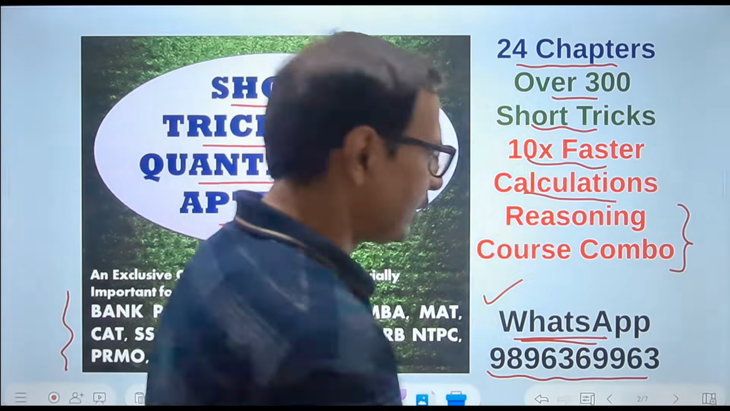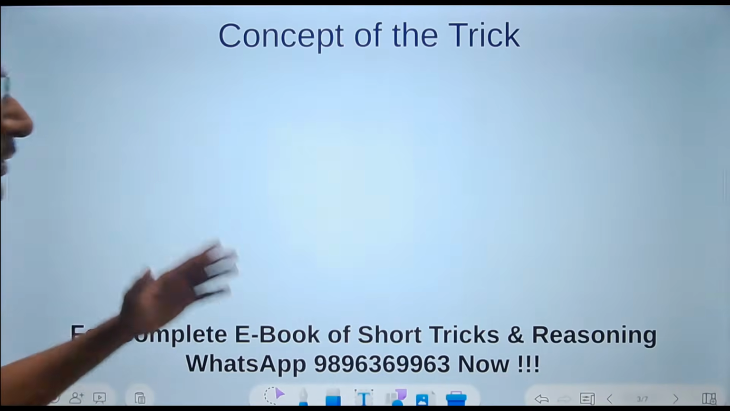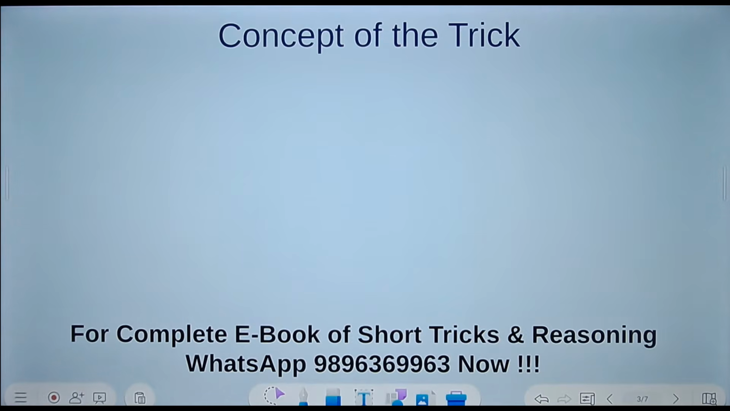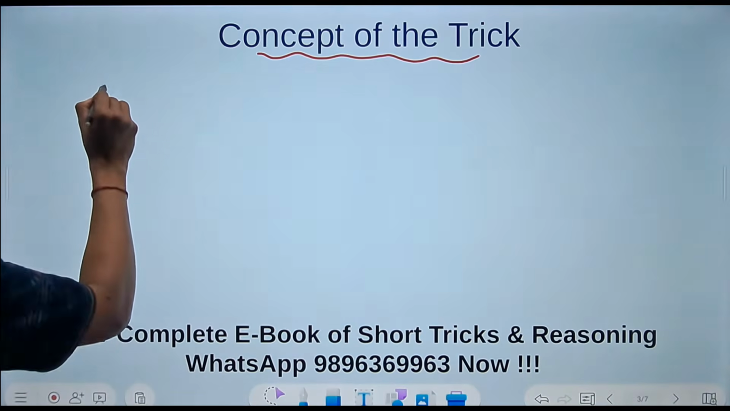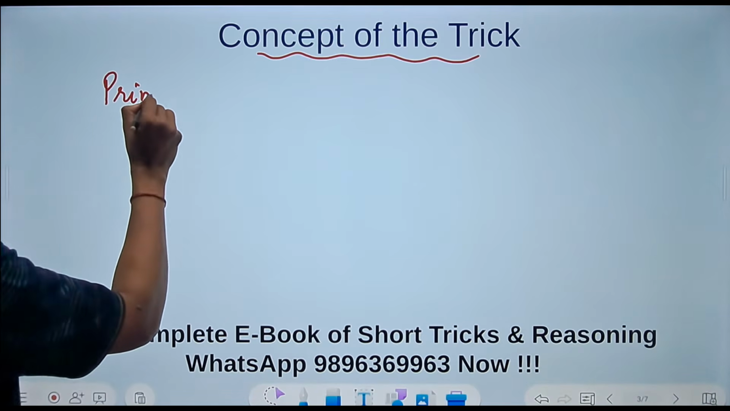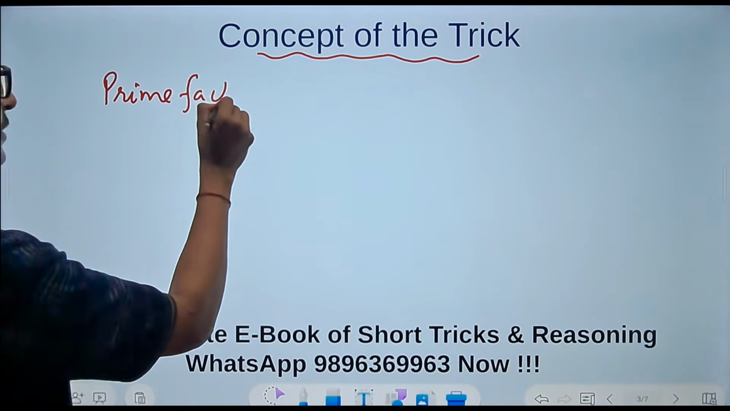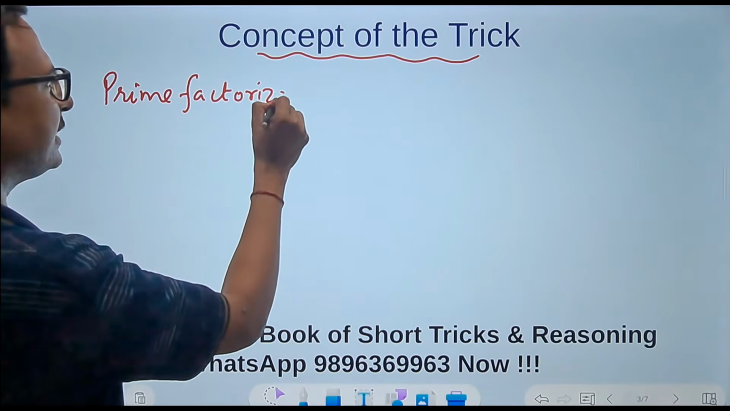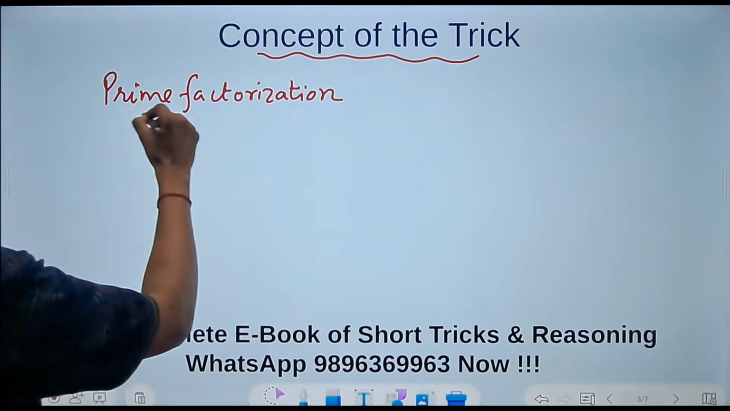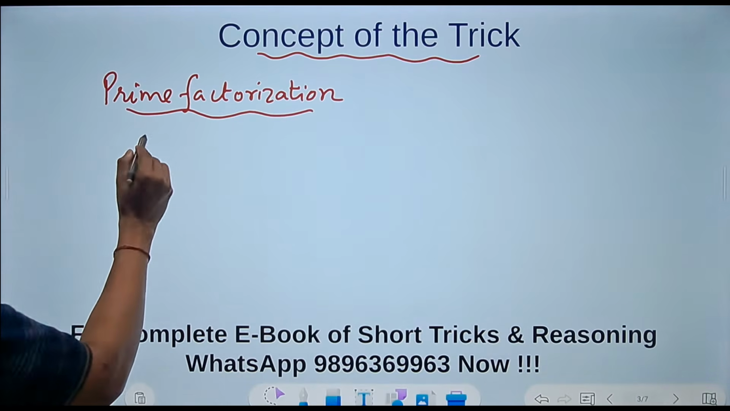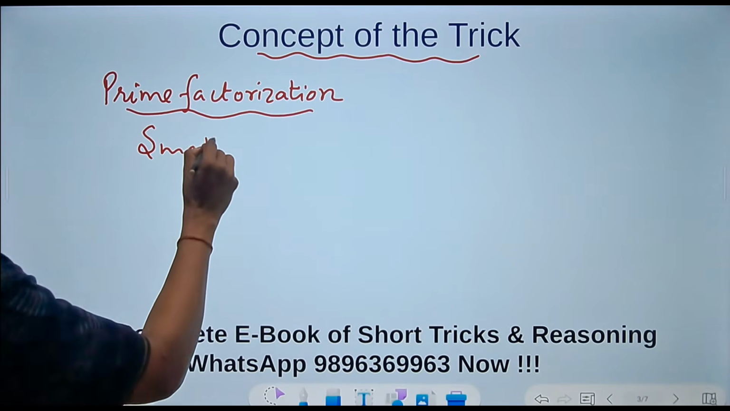So friends, what is the concept of the trick which I am going to take up for this video? When I talk about the concept of finding the HCF, the first thing that comes to my mind is prime factors. So the prime factorization method is the most basic method taught at school level, but this prime factorization method works for small numbers.